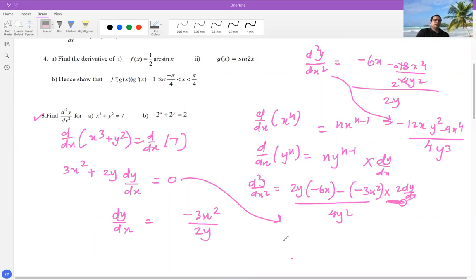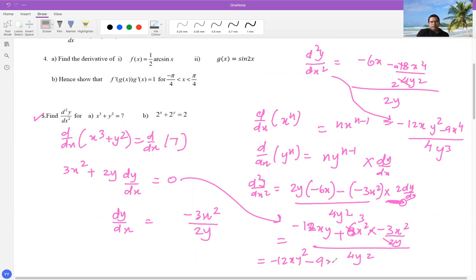This is from the previous part, and this is now going to become negative 12xy plus 3x squared into 2 times 3x squared, that is 6, into dy by dx. Now dy by dx we know is negative 3x squared upon 2y, divided by 4y squared. So you get negative 12xy; if you take the LCM, it becomes negative 12xy squared, and you get 3 times -3 is -9. x squared times x squared is x to the power 4, upon 2y upon y in the denominator. And if you divide by 4y squared, it becomes 4y cubed.